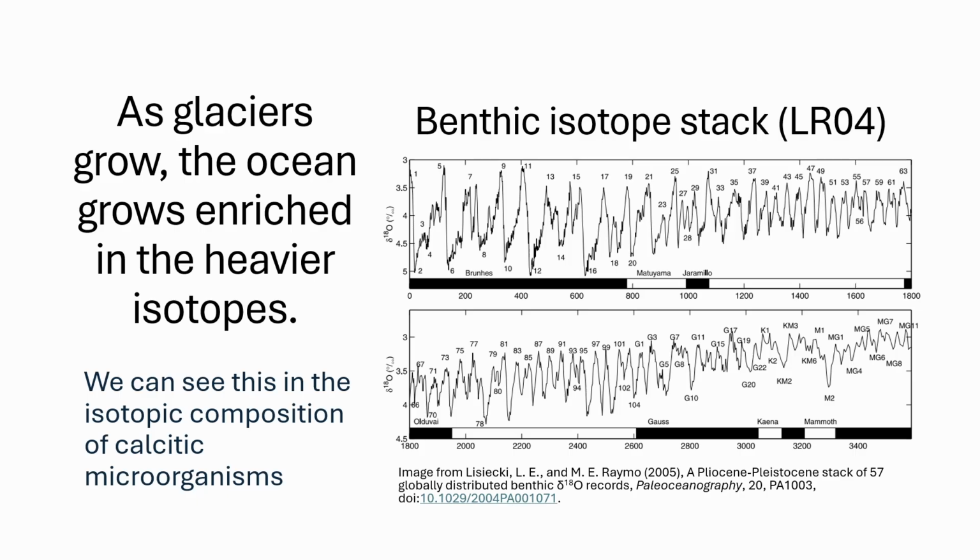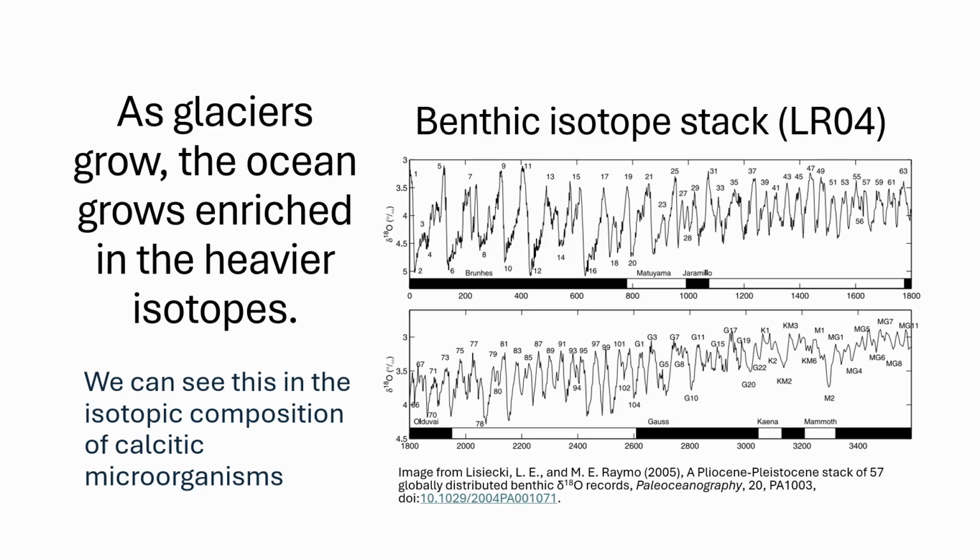There are these calcitic microorganisms called foraminifera, and we look at the ones that are from the deep sea, the benthic forams, and we look at the isotopic values of this over time, and we see this reflection of global ice volume. It's also impacted by temperature, but largely what we're seeing is ice sheets growing and shrinking over time. So as glaciers grow, the ocean gets more enriched in the heavier isotopes. And as glaciers recede, the ocean gets less enriched.